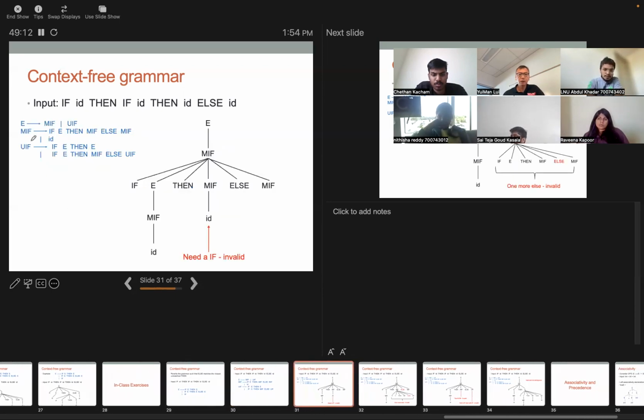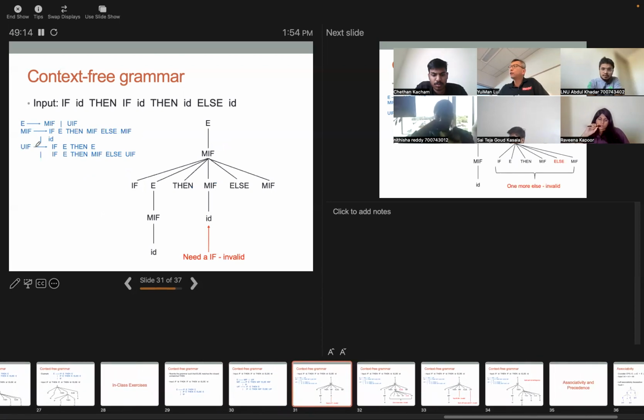All right, so let's say we choose MIF first, because we don't know. MIF and UIF both, nothing matches yet, so we have to choose MIF first. If I choose MIF, look at the input: it's starting with if. So MIF has two options. The second one, ID, certainly does not match. So I have to choose the first one: if E then MIF else MIF. Do you agree?